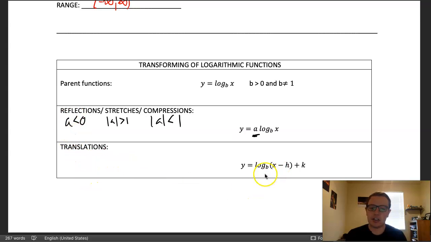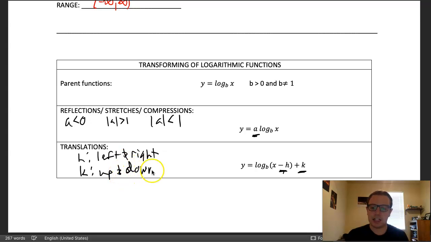And then translations, right? So we'll have log base b of x minus h. So inside of the logarithm, we'll have one value, and then k will be on the outside. H will still move us left and right, just like normal. And k will move us up and down. So the same thing we've been dealing with all year here. Let's do a couple of examples of this.